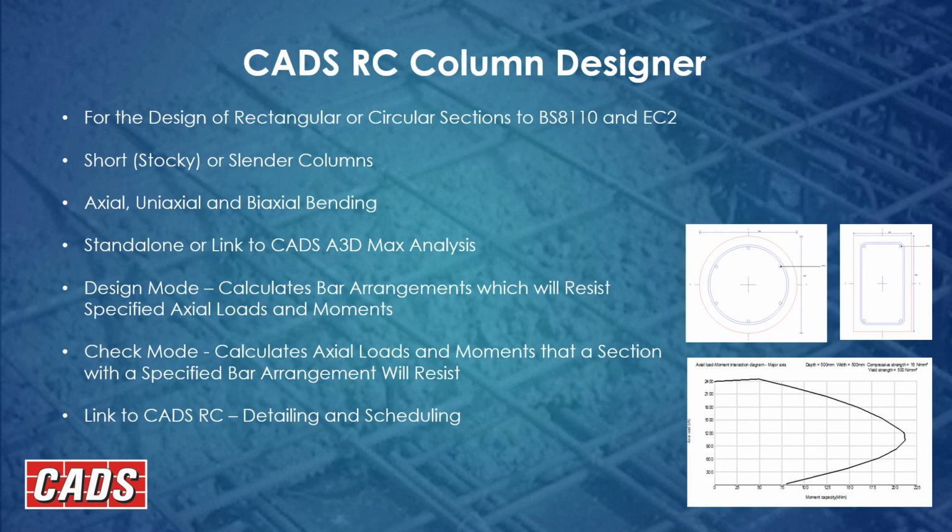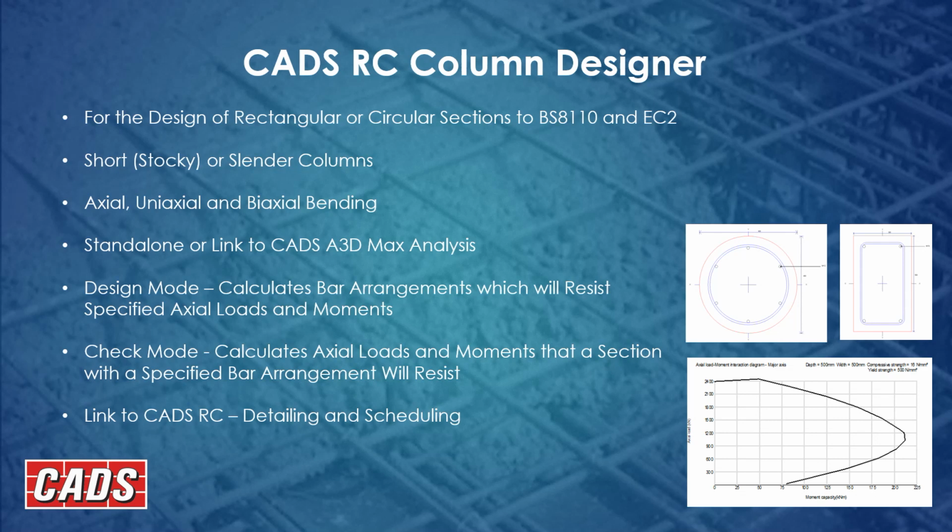So the program features: it's for rectangular or circular sections, BS 8110 and EC2 as I've said. The program, given the slenderness ratio, will work out whether the column is defined as short or stocky or slender, and apply the appropriate design checks to EC2 and 8110. Loadings can be axial only, or uniaxial or biaxial, and can be used standalone or linked to CADS A3D Max.